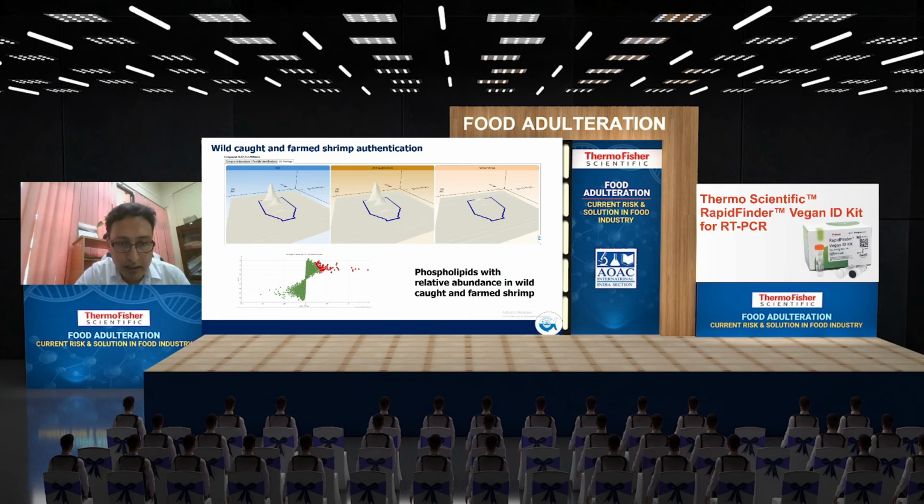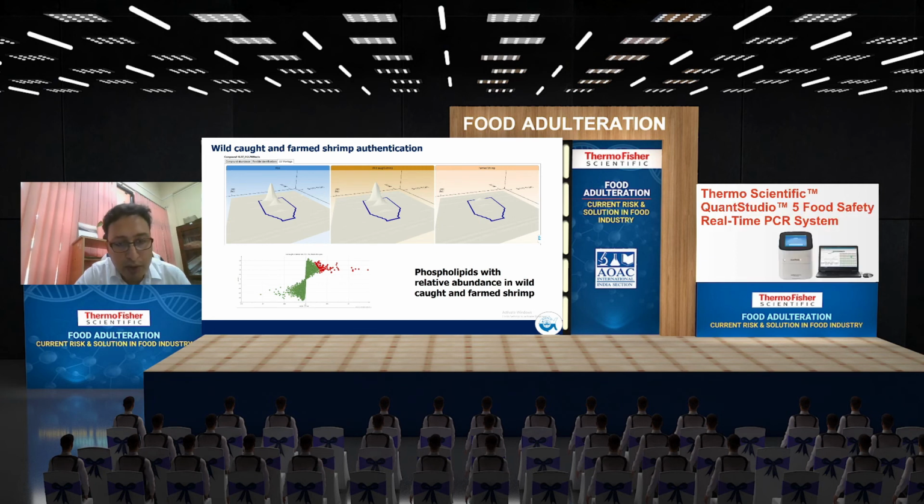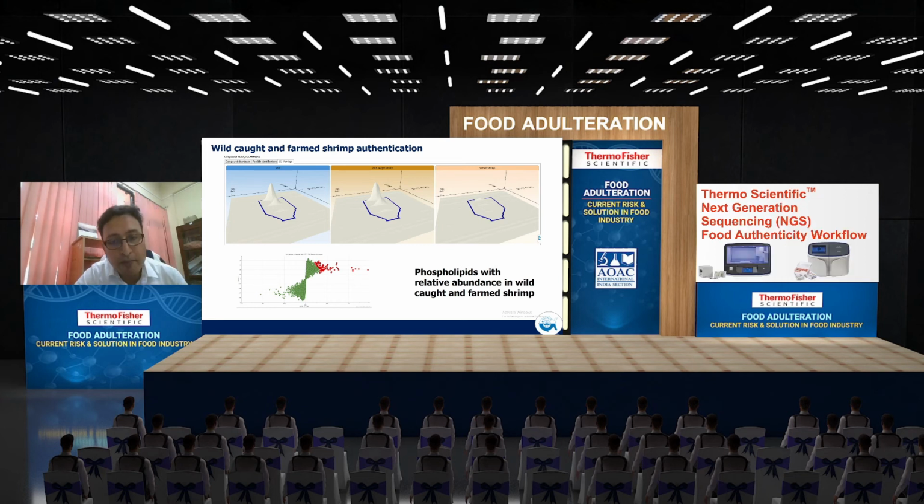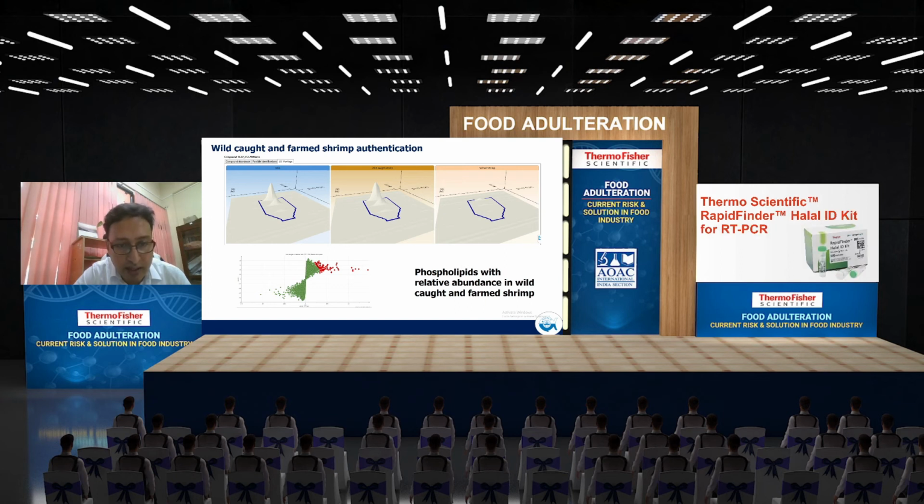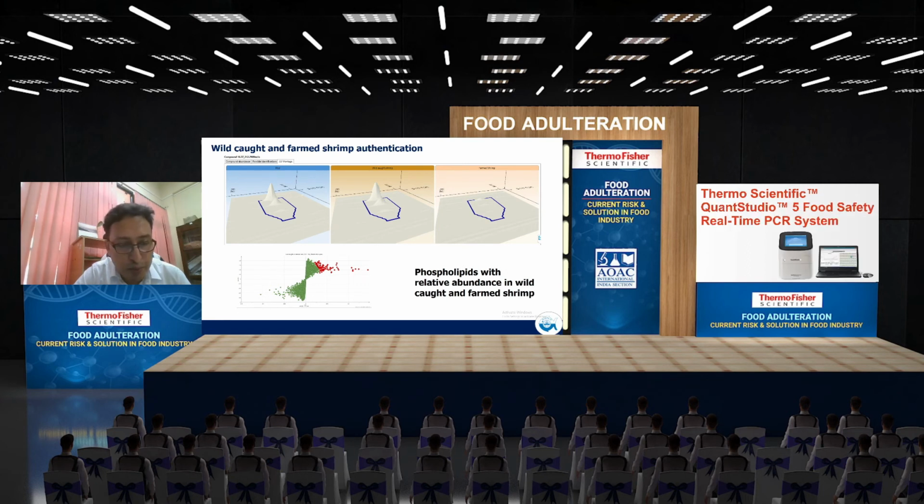So here again, you can see how the markers were detected and their relative abundance. Again, we thought of exploring the data to differentiate between wild-caught and farmed shrimp, because initially in my presentation, I was telling that this is a very big issue that farmed shrimp is being mislabeled as wild-caught shrimp. So here we could identify 14 phospholipid biomarkers, which could differentiate wild-caught and farmed shrimp across species. Wild-caught group had different species and farmed had different species.